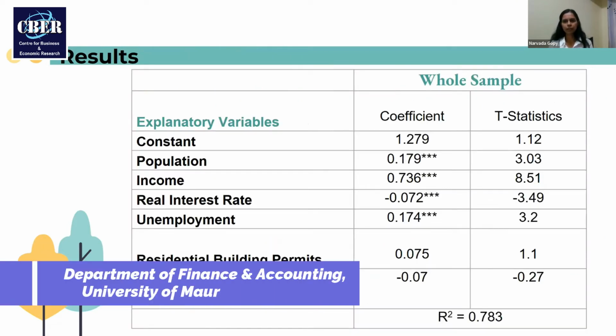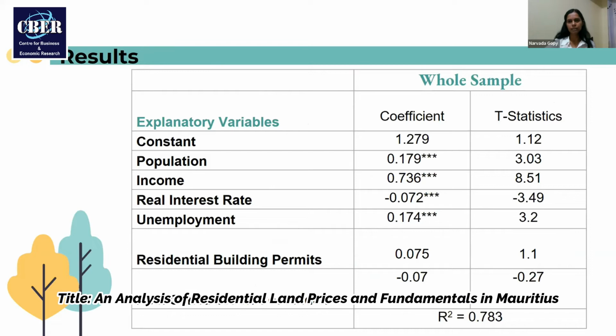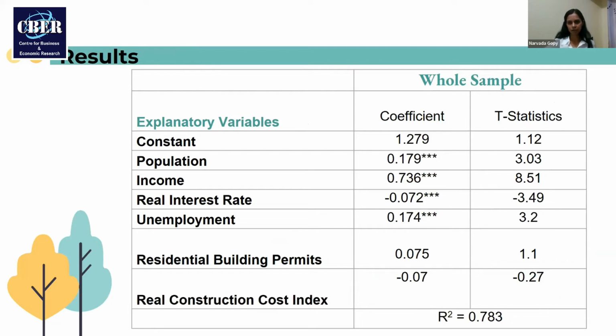So firstly, to have a broad idea of how fundamental factors are affecting residential land prices in Mauritius, the whole sample was considered. By the whole sample, I mean all the regions were used, namely the 7 urban regions and the 11 rural regions were considered as a whole.